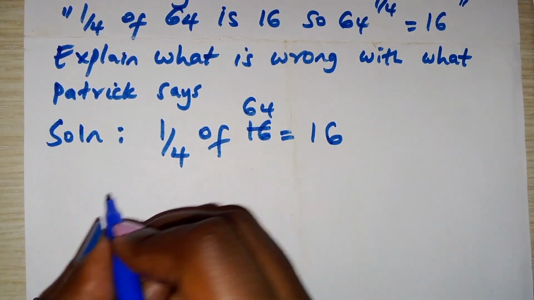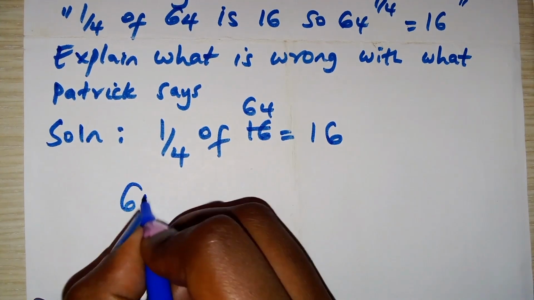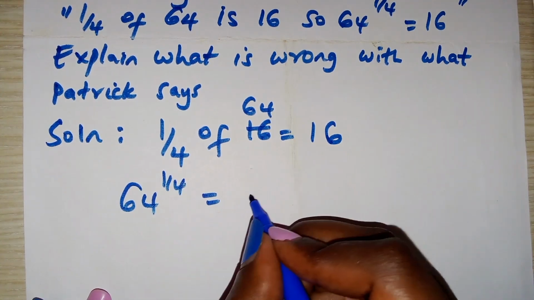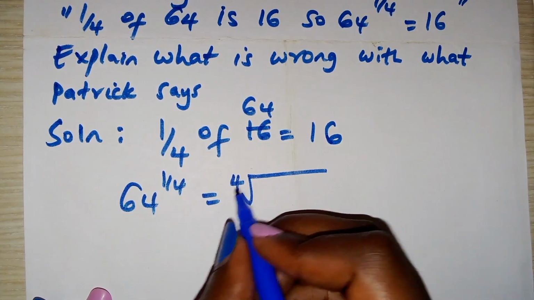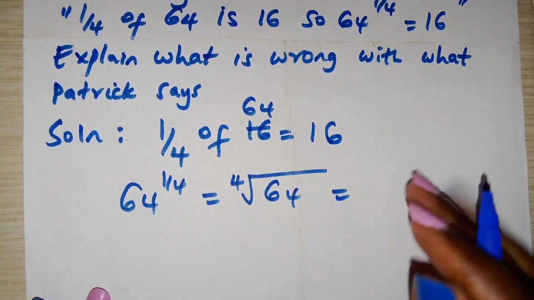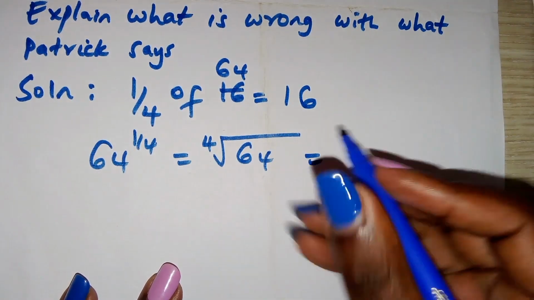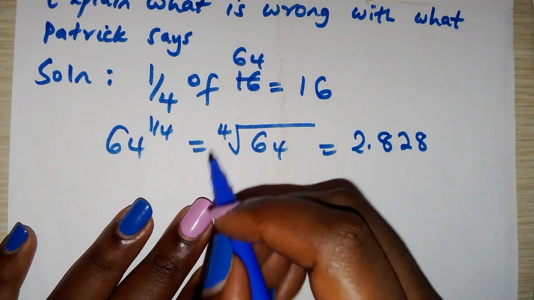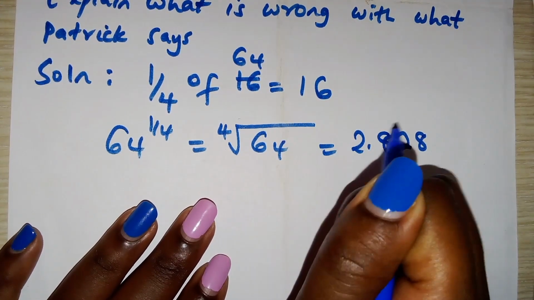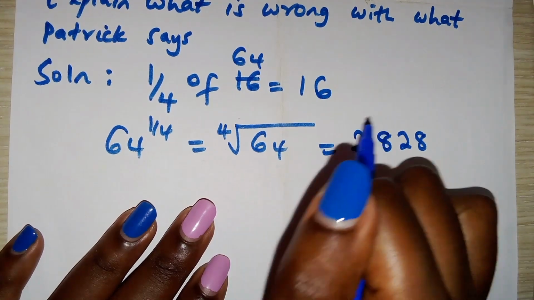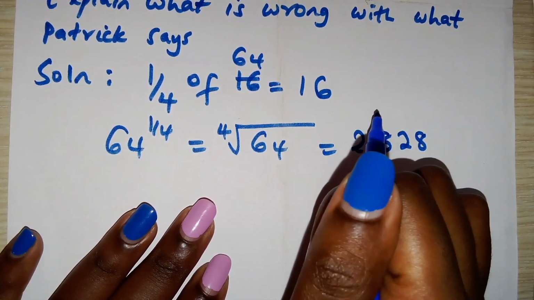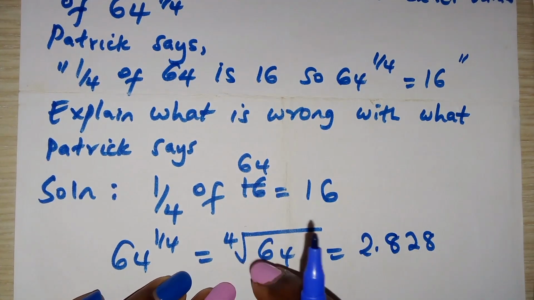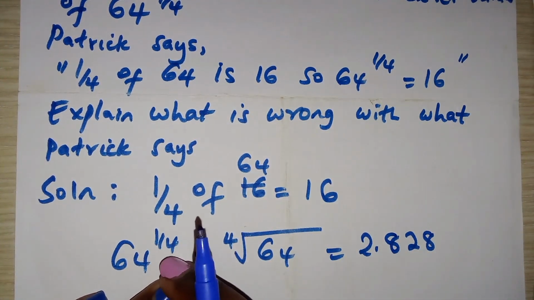But what is the correct solution? 64 power a quarter can be written as, remember, the denominator is the root. So this is the fourth root of 64. The fourth root of 64 would be 2.828. You can do this on the calculator and round it to 3 decimal places. So it does not have an exact value, it's a decimal. So Patrick is wrong. Rather than a quarter of 64, we should do the fourth root of 64.